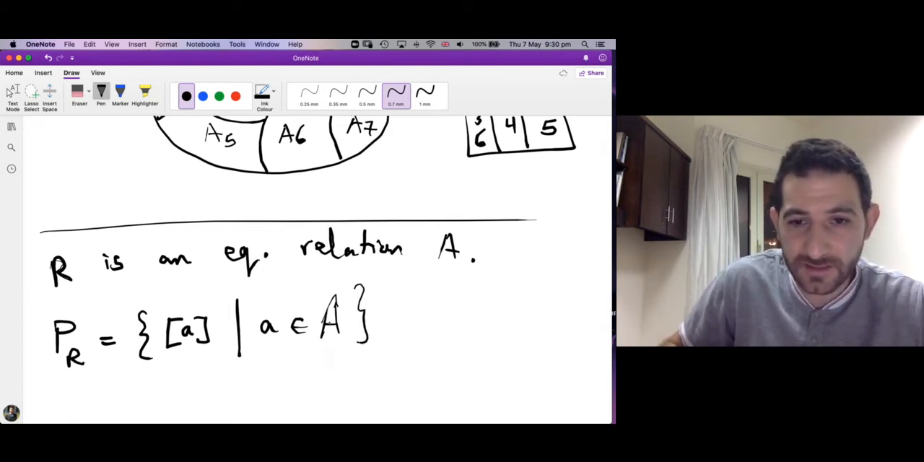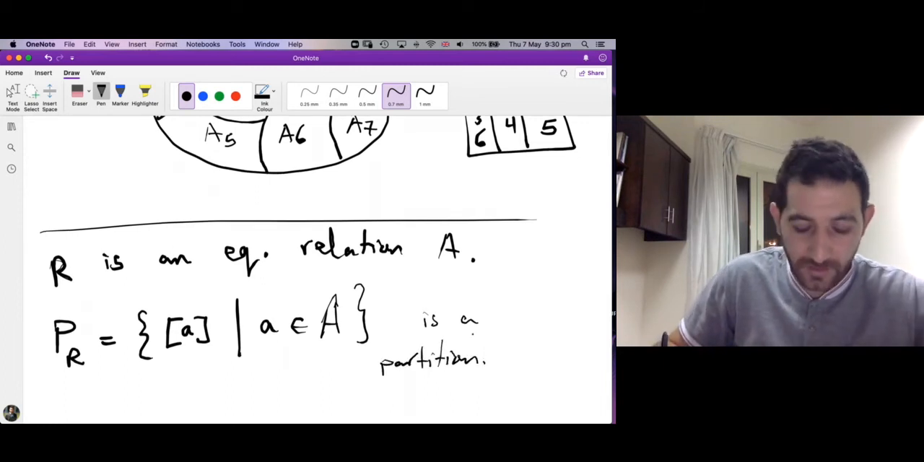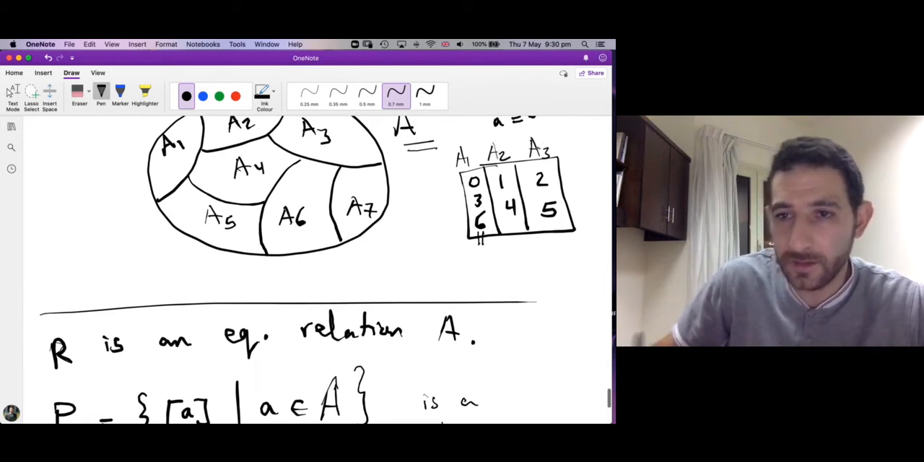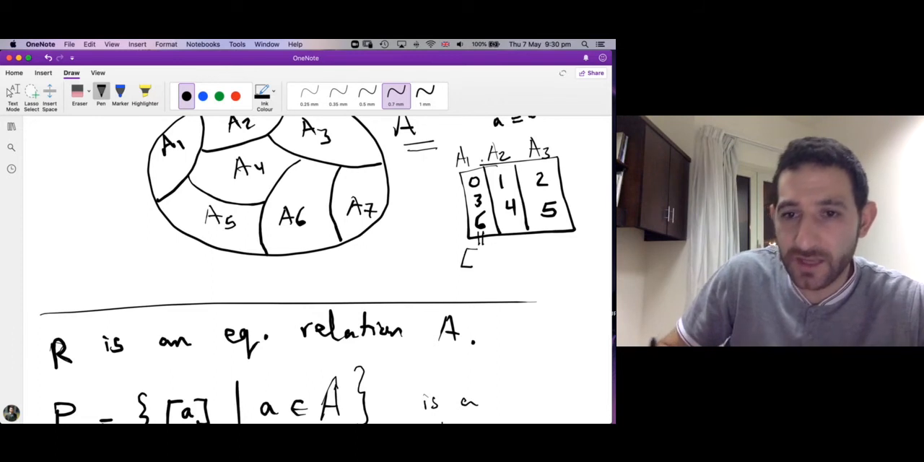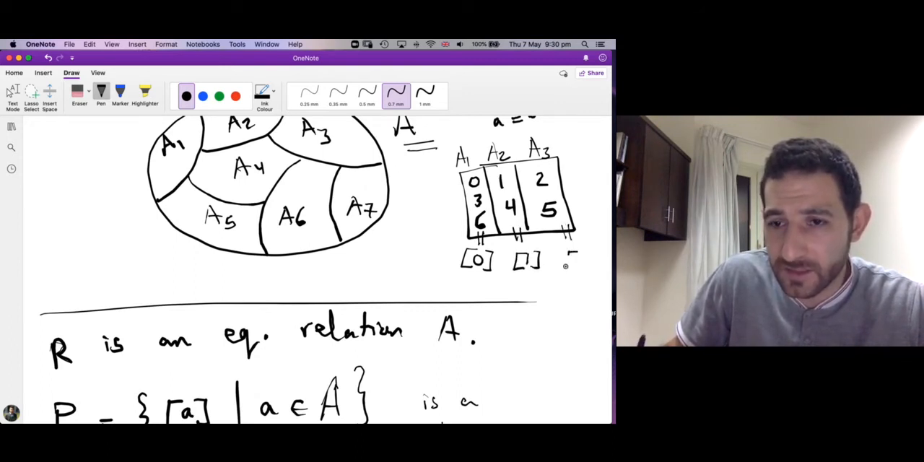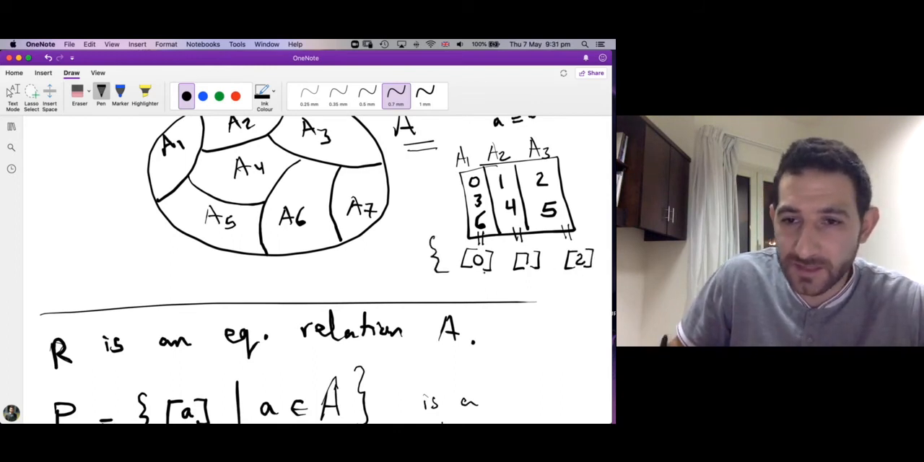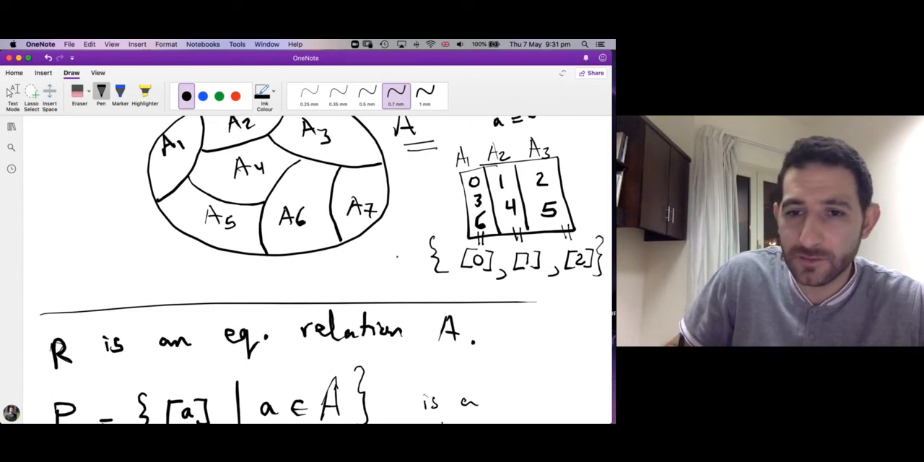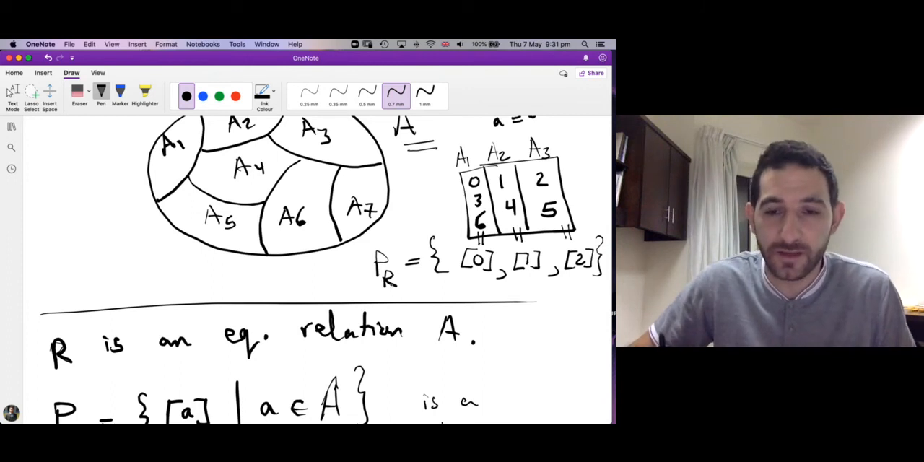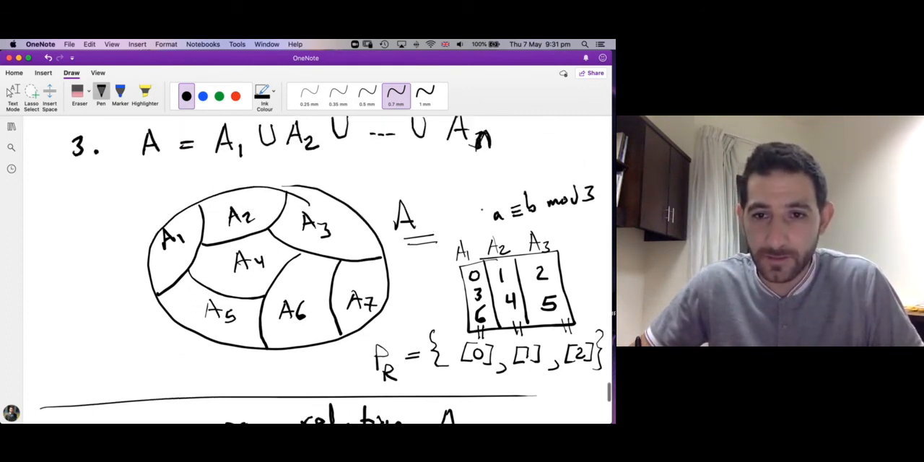Okay, so this is a partition of A. For example, here the first subset is A1, and this is A2, and this is A3. And what is A1? You can choose any one of these, and this will be the equivalence class of 0. A2 is the equivalence class of 1, and A3 is the equivalence class of 2. So if you put them in a set, this will be the partition induced by the equivalence relation R on the set A.